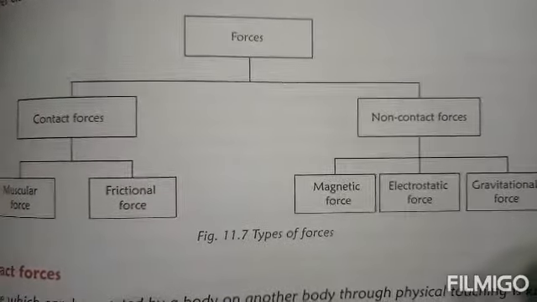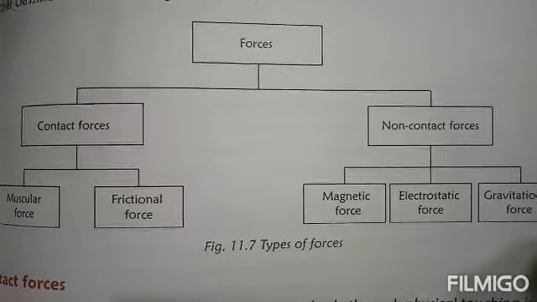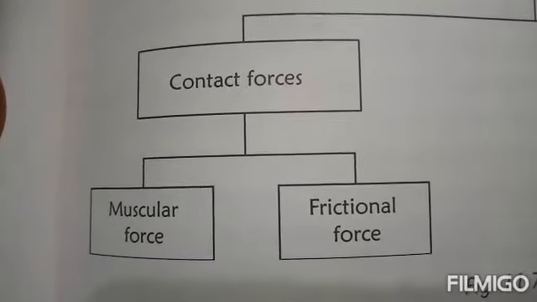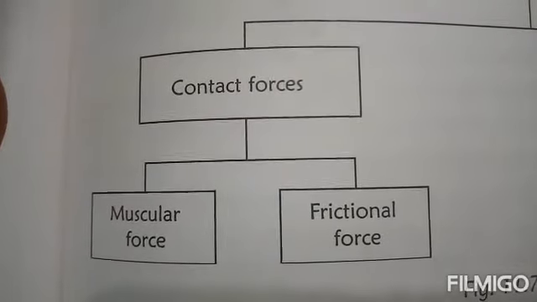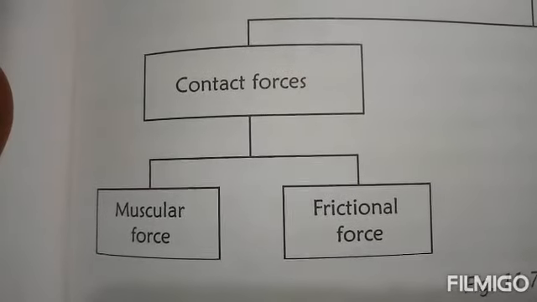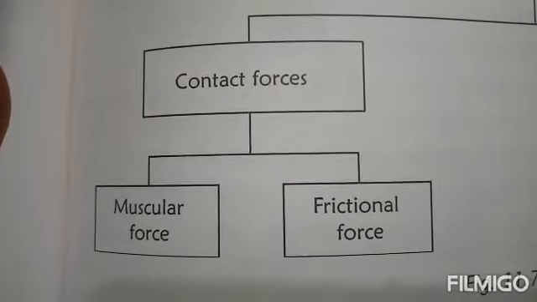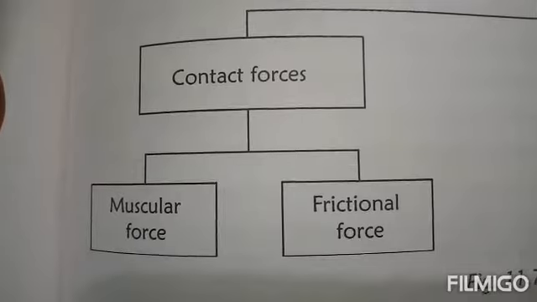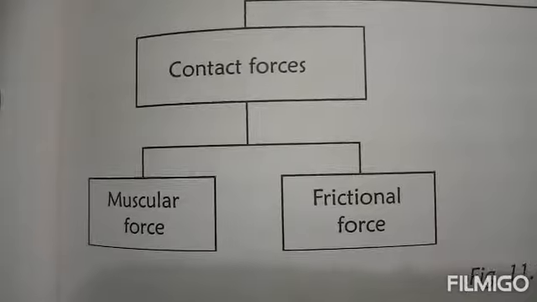Now let us study the types of force. There are two types of force, contact force and non-contact force. Now when you play football, hockey, table tennis, you apply force directly on the ball. In all the cases, the force and the object come in contact with each other. The force acting in such cases is said to be contact force. Now this contact force is of two types, that is the muscular and the frictional force.